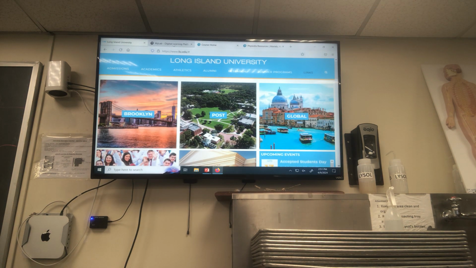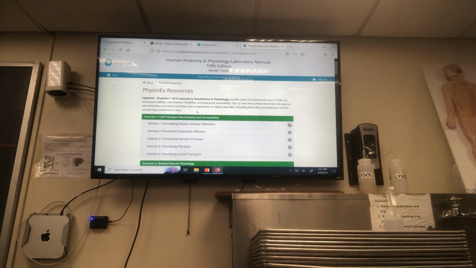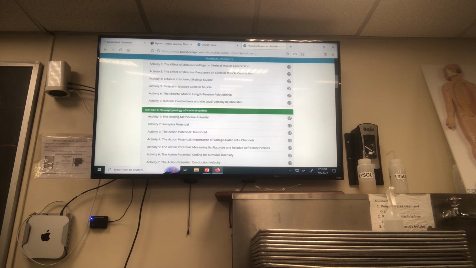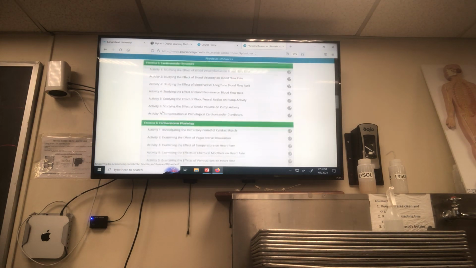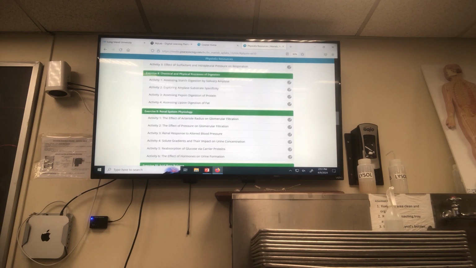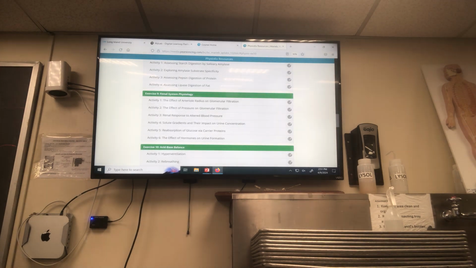Okay, let's go to, it logged me out. No, it did not. Okay, let's now go to exercise 9. Exercise 9 is the renal system physiology. Let's click now on activity 1. Activity 1 is the effect of arteriole radius on glomerular filtration.